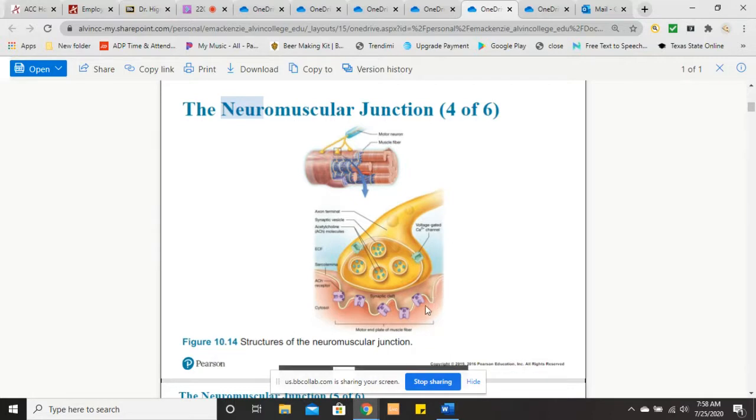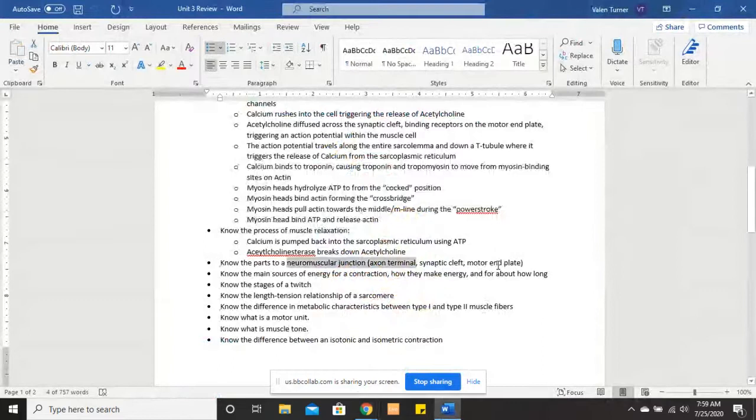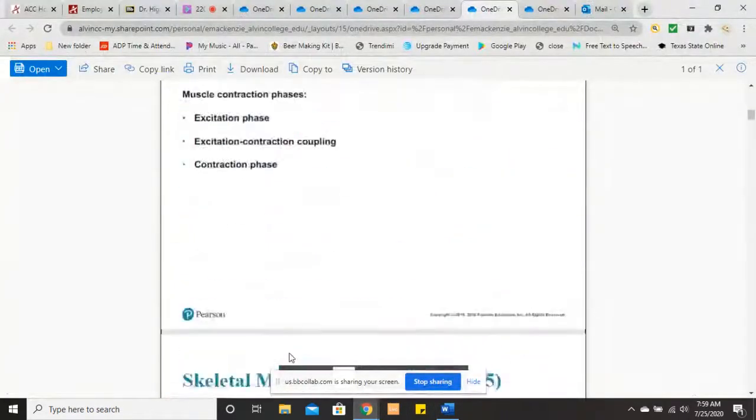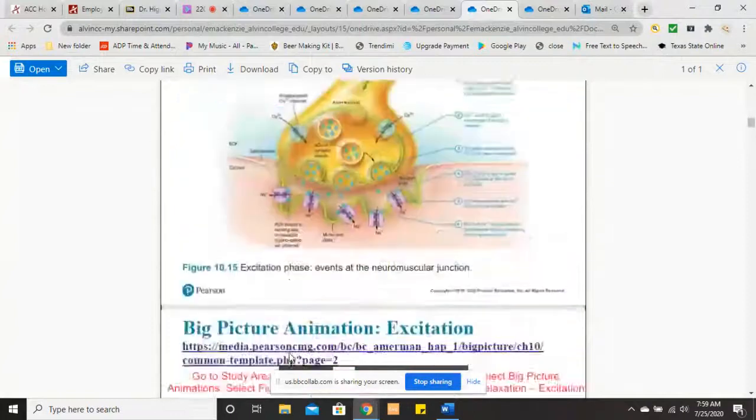And then there's the plasma membrane of the muscle cell. Remember, the plasma membrane, aka sarcolemma, specifically in a neuromuscular junction, is called a motor end plate. So just know those three parts. And you know how to move. But again, I just want to go to a picture and show you how to do the contractions in order.